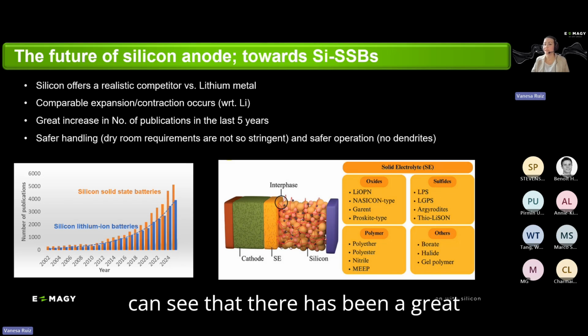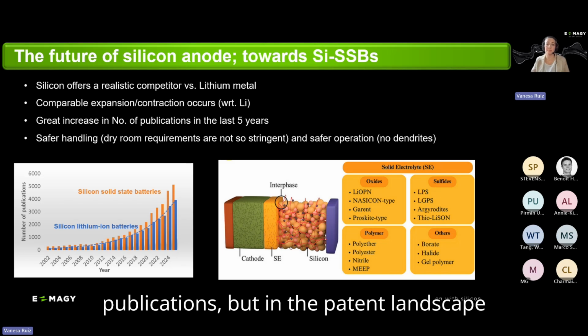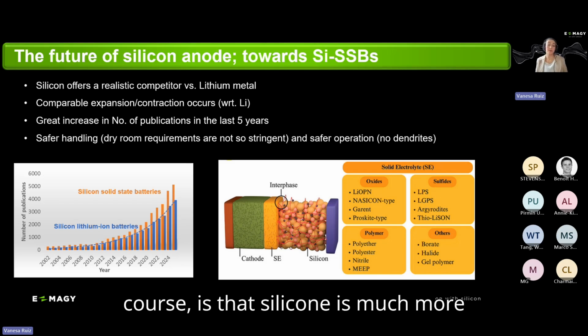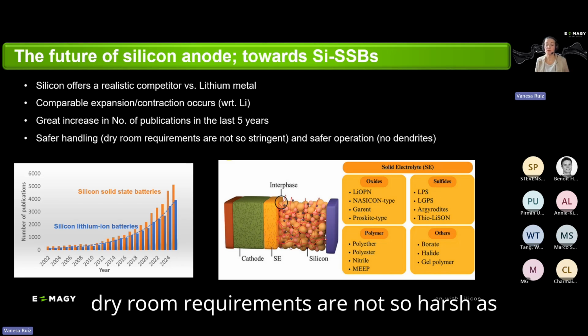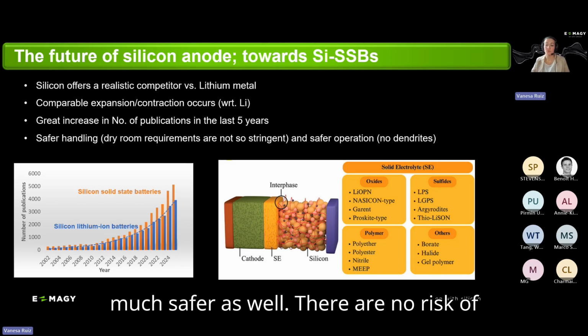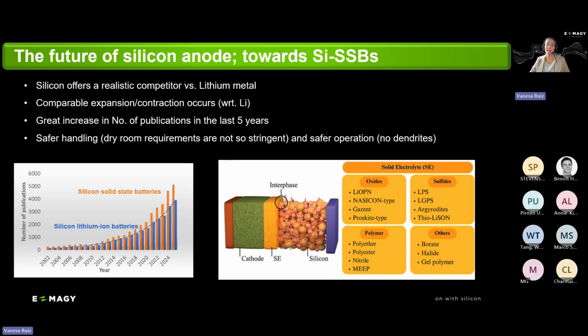And we can see that there has been a great increase in the interest, not only in the publications, but in the patent landscape when using silicon materials in solid state applications. One of the biggest advantages, of course, is that silicon is much easier to handle. The dry room requirements are not so harsh as with handling lithium. The operation is much safer as well. There is no risk of dendrites forming. So there are certain aspects that silicon can cover really well.